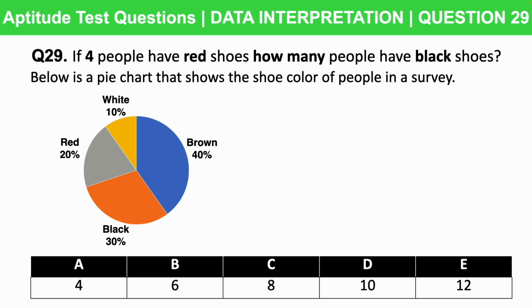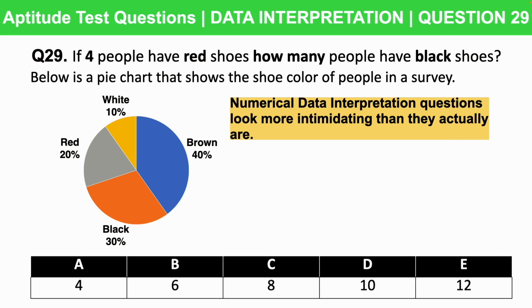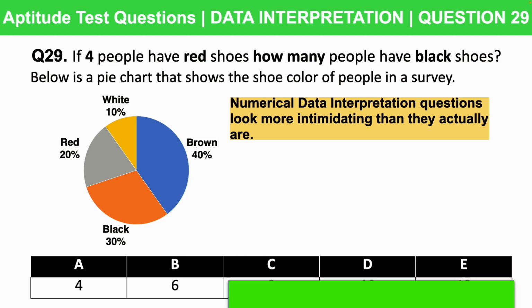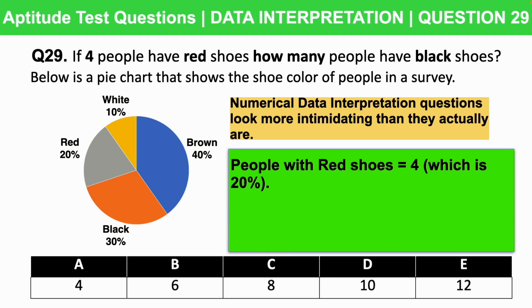Now this may seem really confusing to start with, but numerical data interpretation questions look way more intimidating than they actually are. Again, they're just based off simple arithmetic calculations, which we have already looked at. The trick here is to interpret the actual data that you need. So this is what we need to do. People with red shoes we know equals 4, and we know that's 20% because the question tells us, it says if 4 people have red shoes, how many people have black shoes? So we can see 4 people have red shoes, and on the chart it says red is 20%. So we know 20% of the total amount of people have red shoes.